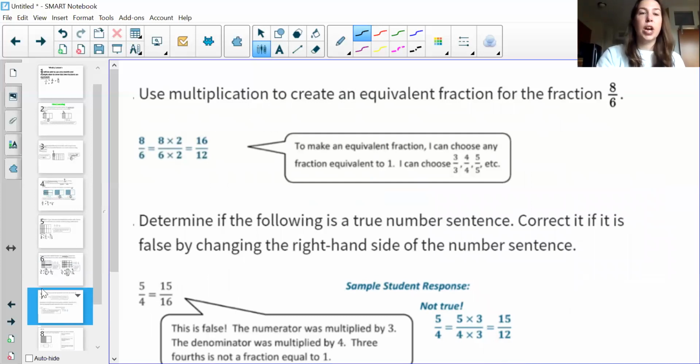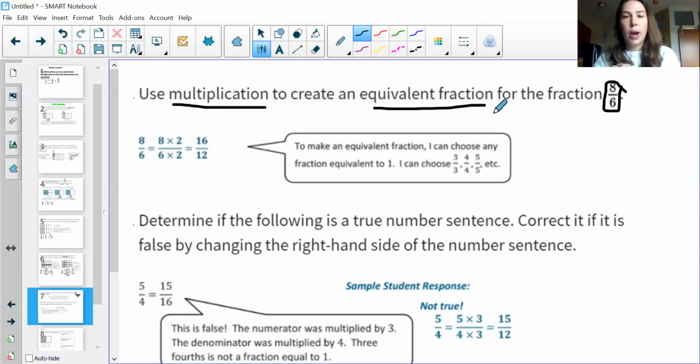Okay, this time we're just using multiplication to create an equivalent fraction for 8/6. Ooh, this time we have a fraction greater than 1. Now I know that if we were in class, you guys would be so happy about this because you wouldn't have to draw any more models and you'd just be able to use multiplication, which I know you all think is way faster.